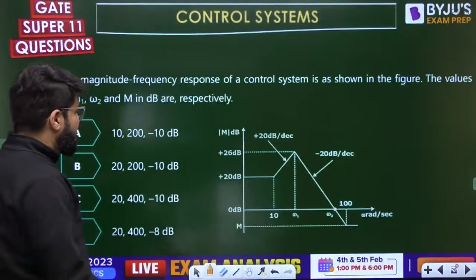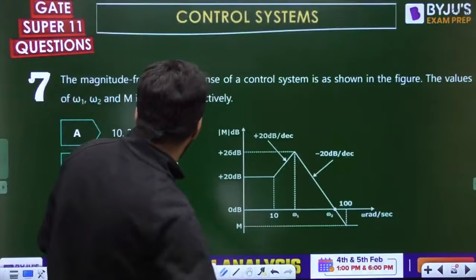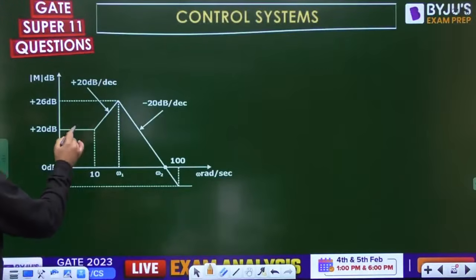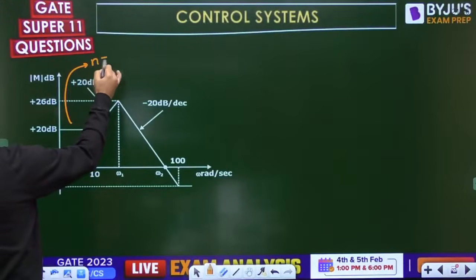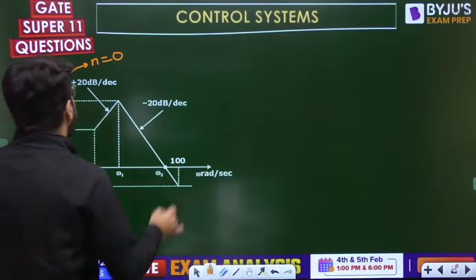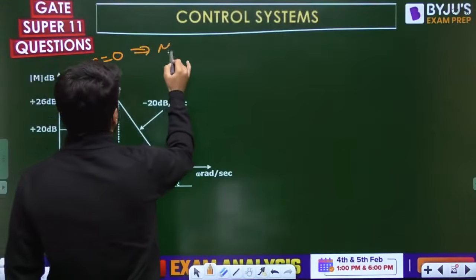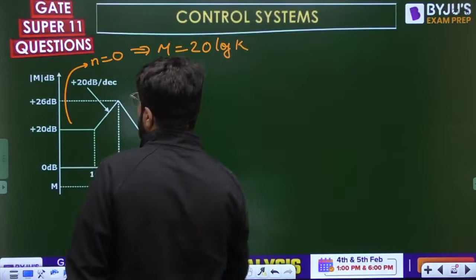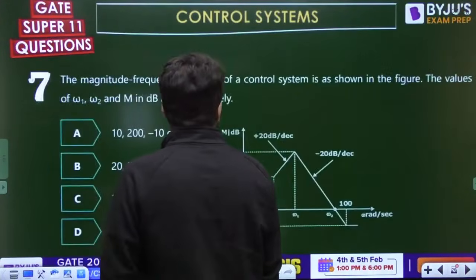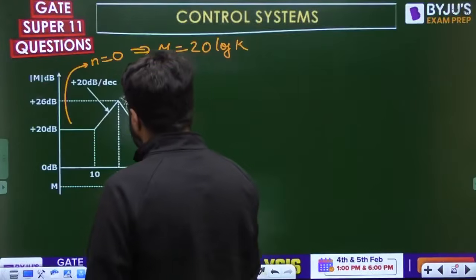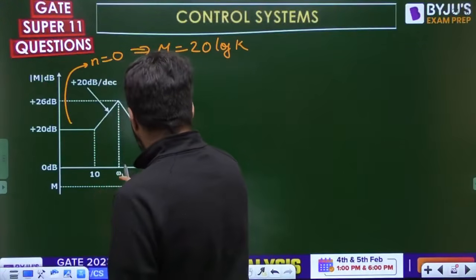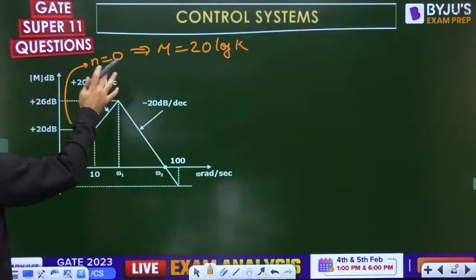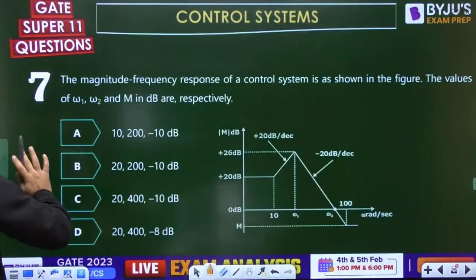Okay, so let's start calculating this. It's a fundamental exam question. Let us analyze this. Initial slope is 0, n equal to 0, and the initial magnitude is given by the formula 20 log k. So k will come from here, but I first need omega 1, omega 2 and the magnitude m. So let us focus only on omega 1. k is not needed in this question.